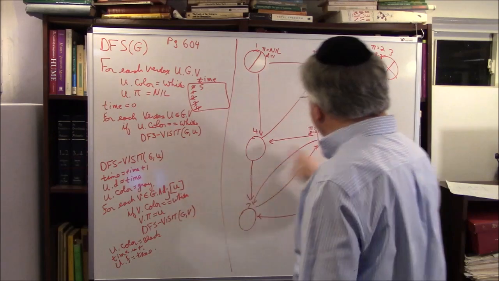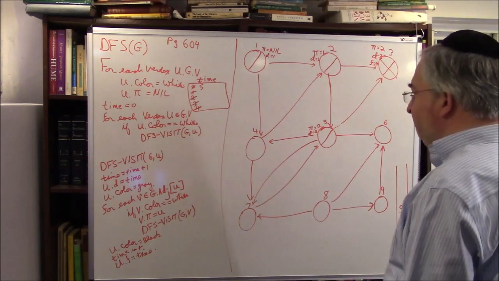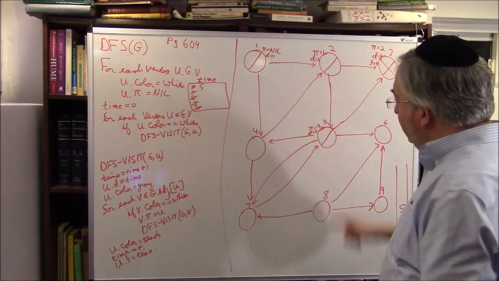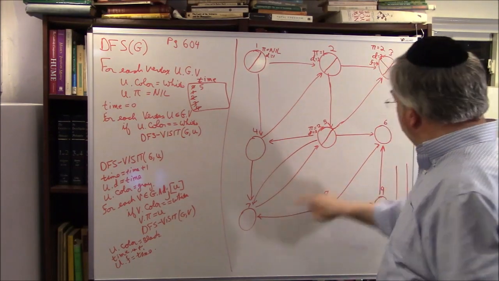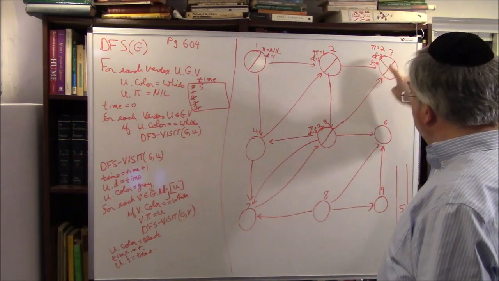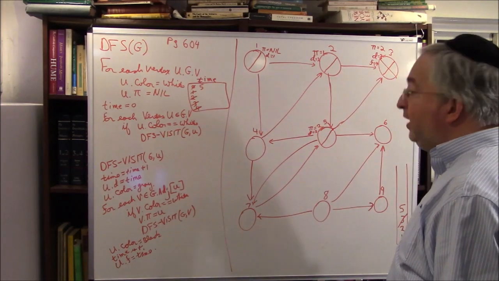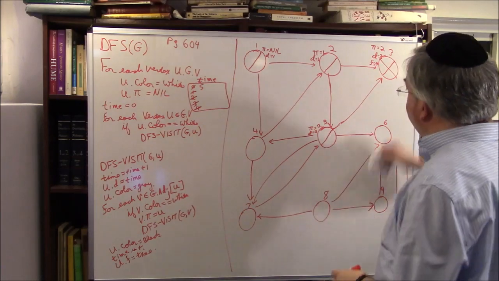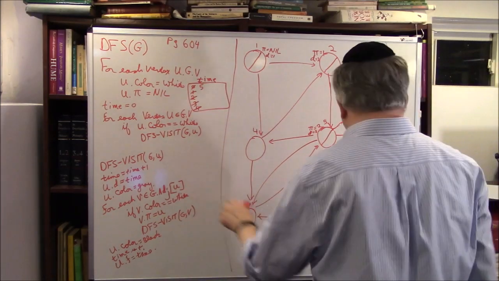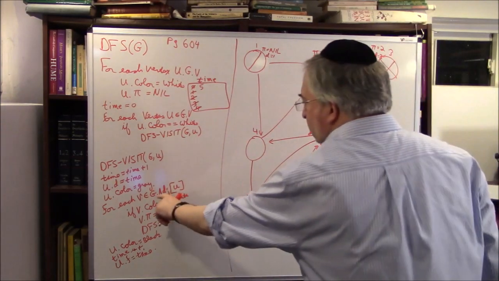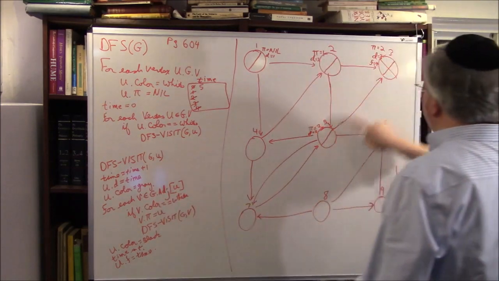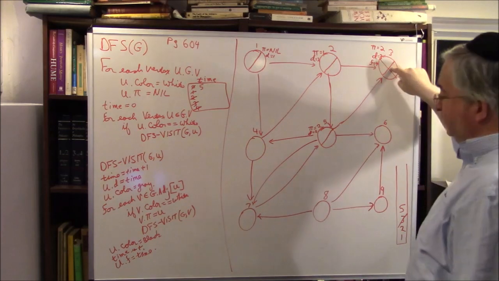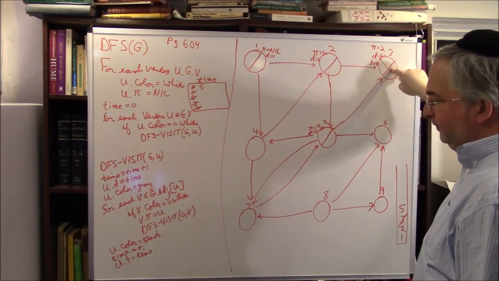And now we look at all the children of 5. Let's see, how many children does 5 have? He has 1, 2, 3, 4 children. We're going to look through them in order. So the first child is 3. So now we're looking at 5's children. So 3. If color is equal to white, no. Color is equal to black. So we leave it alone.